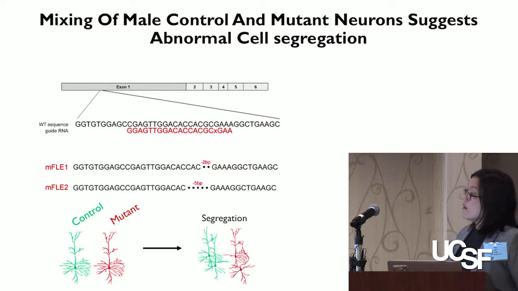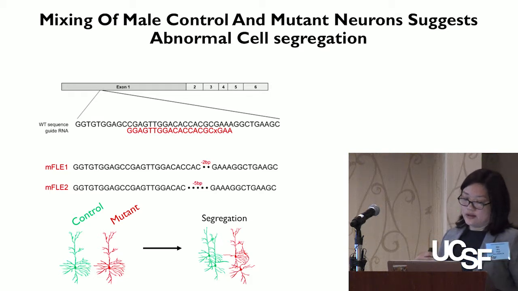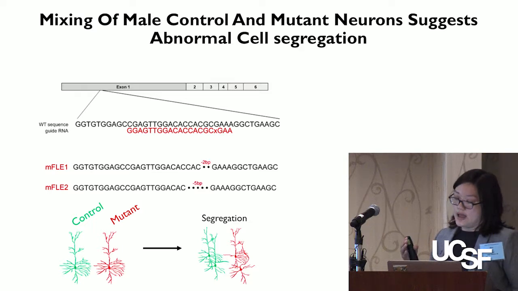And then we confirmed this result by using a mixed culture of the male control and mutant neurons generated by CRISPR. So in this experiment, we label two different populations with two different colors. For the control male lines, we label with GFP lentivirus, and for the mutant line, with RFP lentivirus. So the cells can stably express GFP and RFP when mixed at the iPS stages.